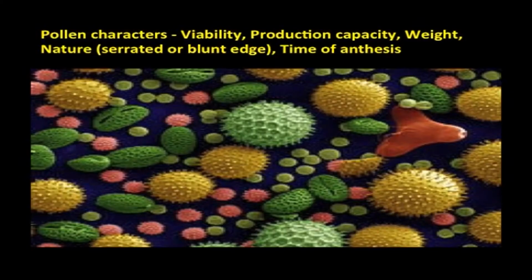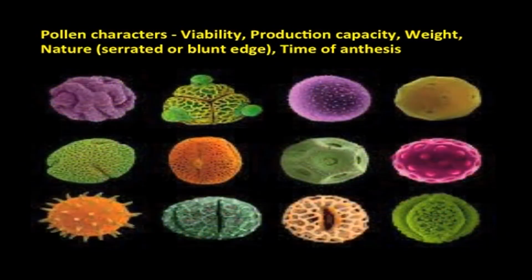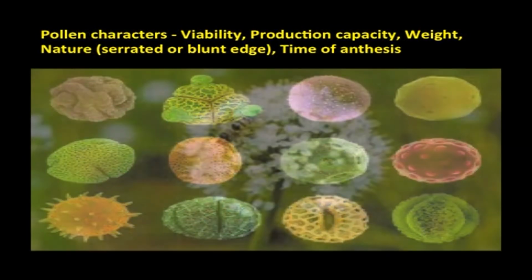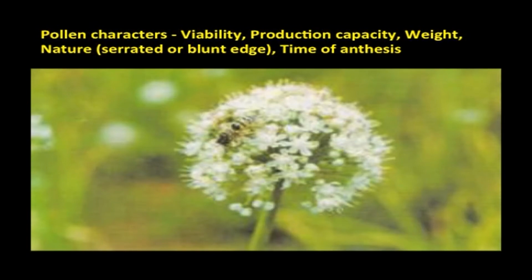Then pollinating agents. The pollinating agents are wind and insect. If wind, the direction of flow of wind and wind velocity is important. If insect, the flight capacity of insect and stickiness of pollen to insect legs are important. Then pollen characters: the viability of the pollen, pollen production capacity of crop, weight of the pollen, nature of the pollen, whether having serrated edge or blunt edge, then time of anthesis is important.